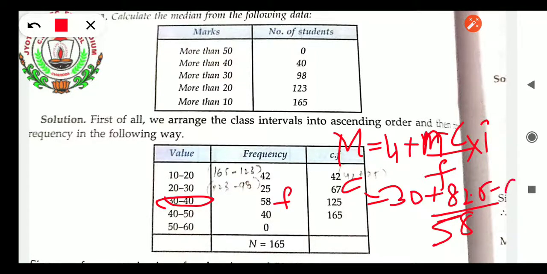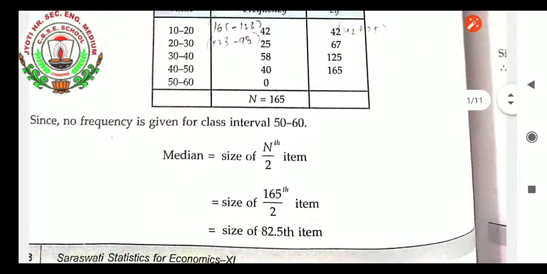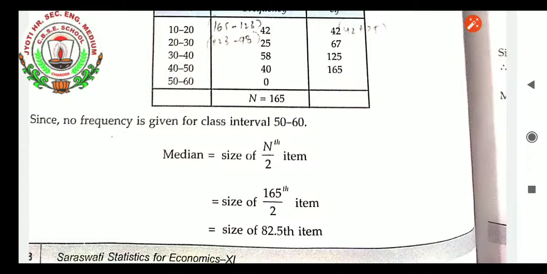How much is c? 67. Okay, here space is not there. 67 into i, the difference is 10. After substituting, if you came to know how the substitution is done, let us proceed with the formula. You can see the size of n by 2, 82.5, only came when we solved.